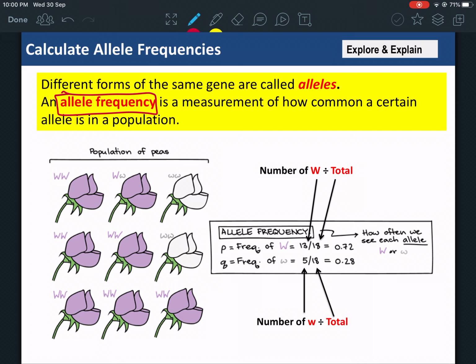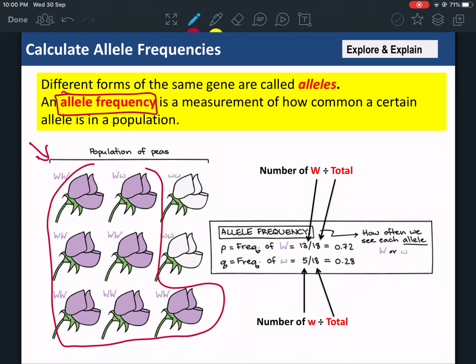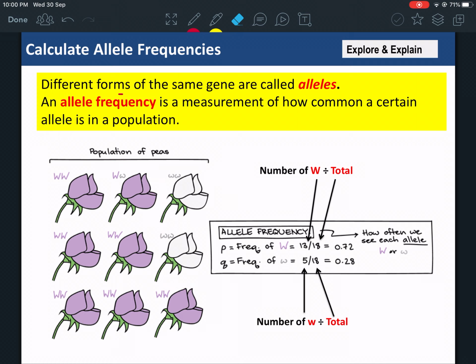Because in natural selection, this can be a dominant, like the purple flower. After a while, nature might select the white flower to survive because of certain environmental things that are happening. Okay, and then you might find more white flowers later. But let's just see how to calculate allele frequency now.